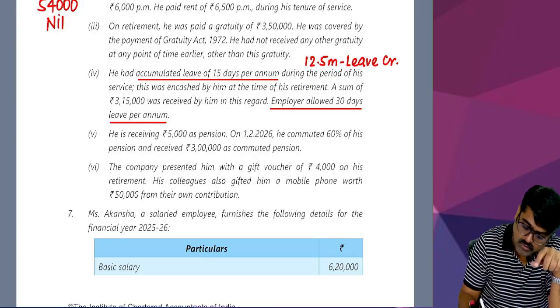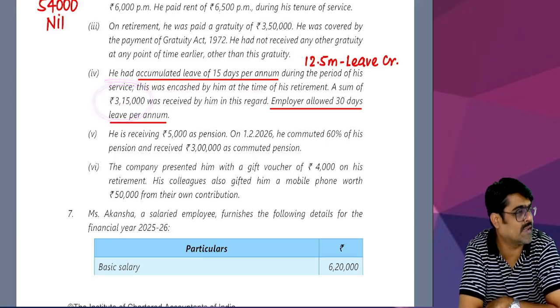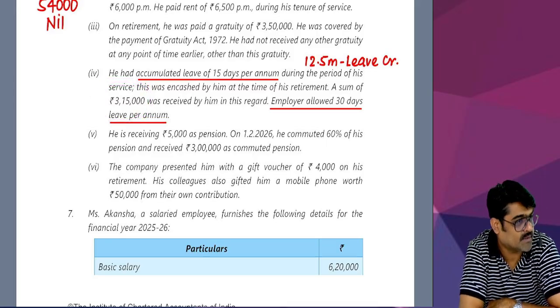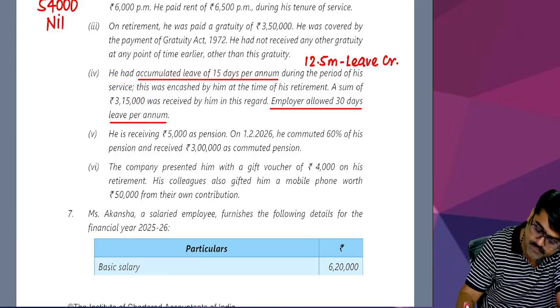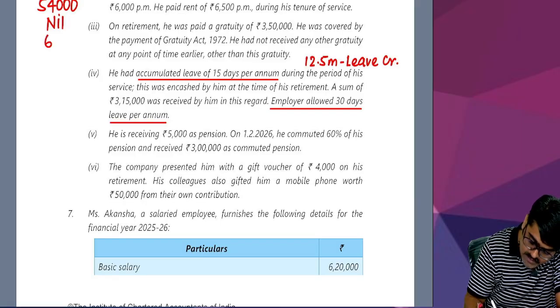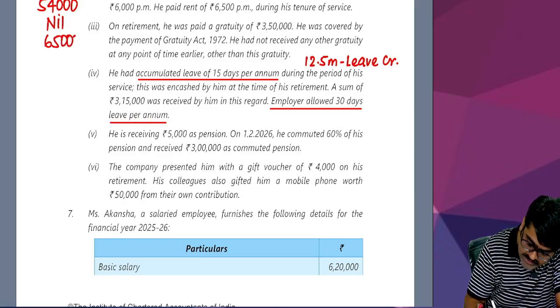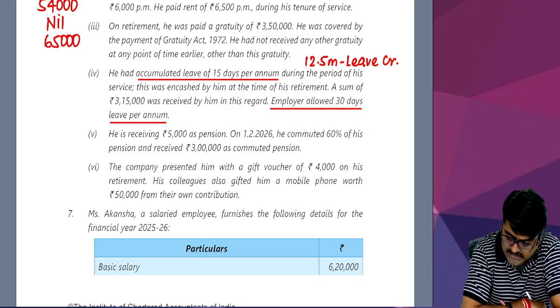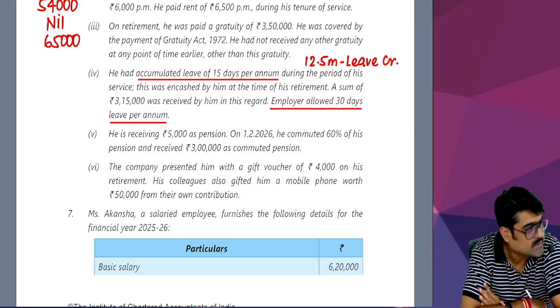2,50,000. So out of 3,15,000, 2,50,000 will be exempt. How much will be taxable? 65,000. So this 65,000 will be your taxable leave salary. Understanding? Now he is receiving 5,000 as what? Pension. Receiving 5,000 as on 1/2/2026 he commuted 60% of his pension and received 3 lakhs.